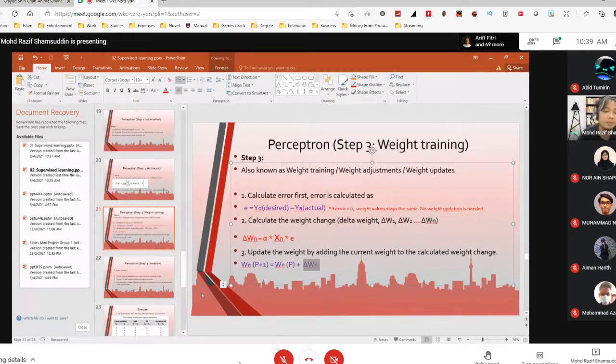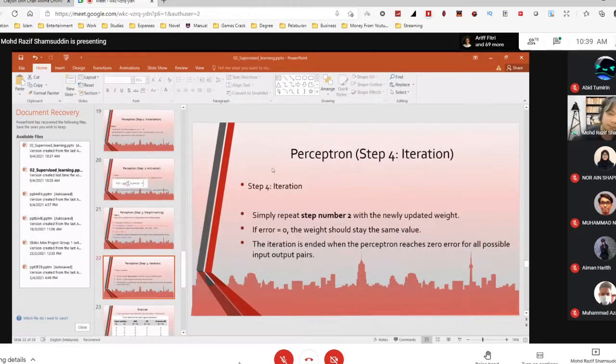Alright, so that's it. Step number 4 is to iterate. We repeat step number 2 with the newly updated weights that we have calculated earlier. If the error is 0, the weight should stay the same value, and the iteration will end when the Perceptron reaches 0 error for all input and output pairs.